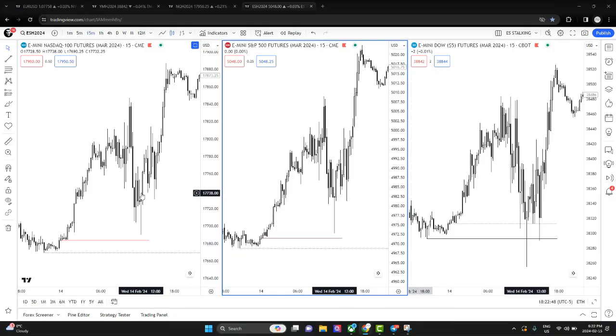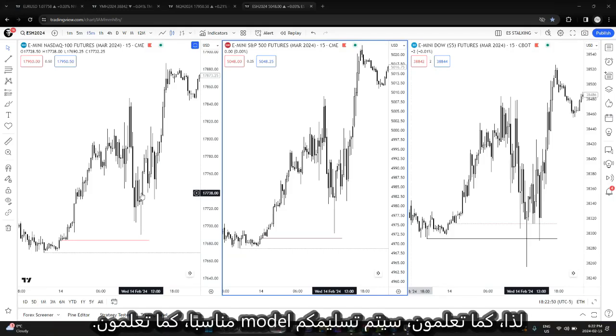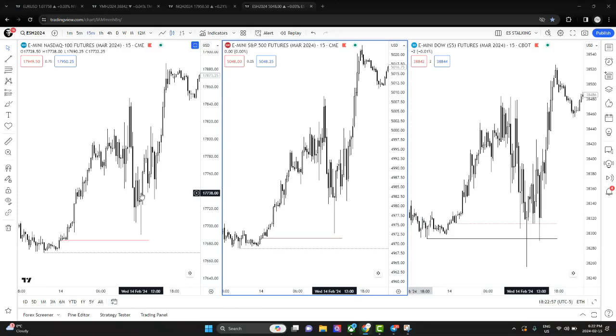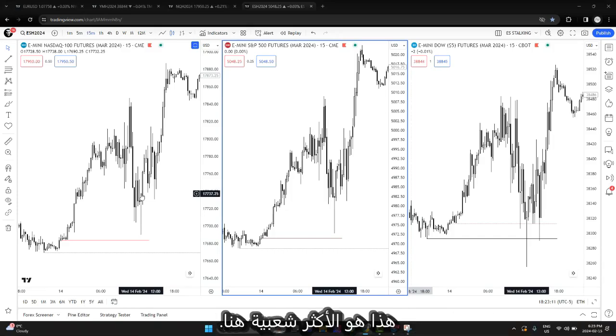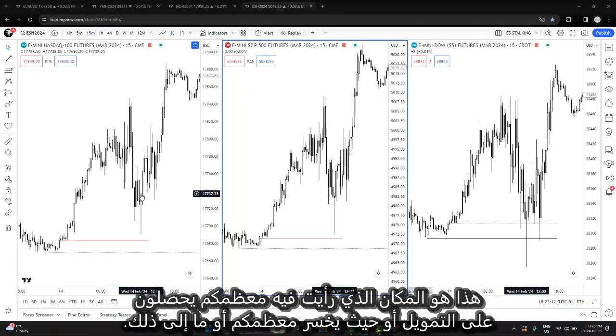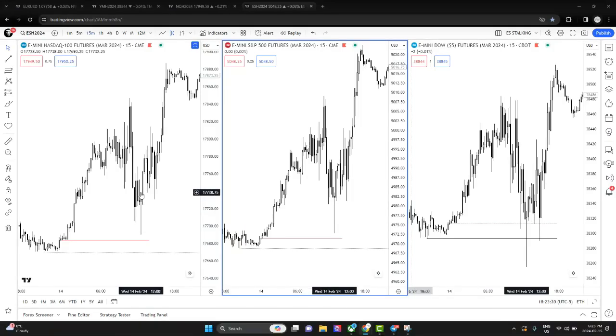But we'll be going into specifics next week. So you'll be handed a proper model so you can begin to implement that. It will be based on the sequential SMT of Q3 and Q4 because I think that's the most popular one here. That's where I've seen most of you guys get funded or most of you guys catching moves and so on.